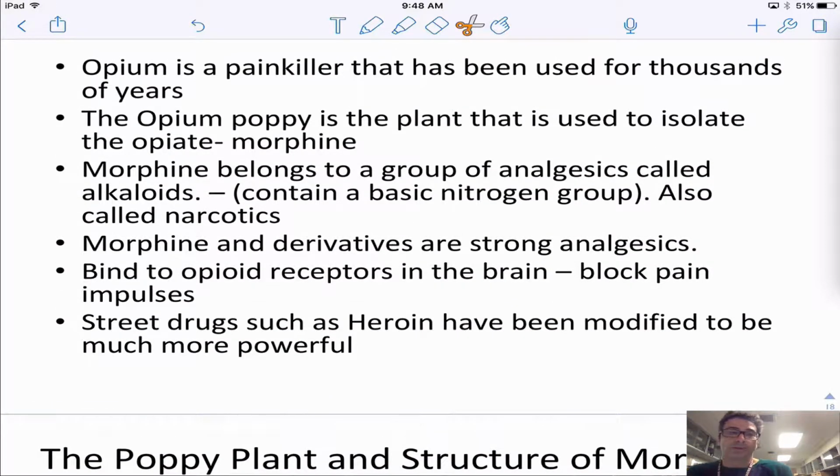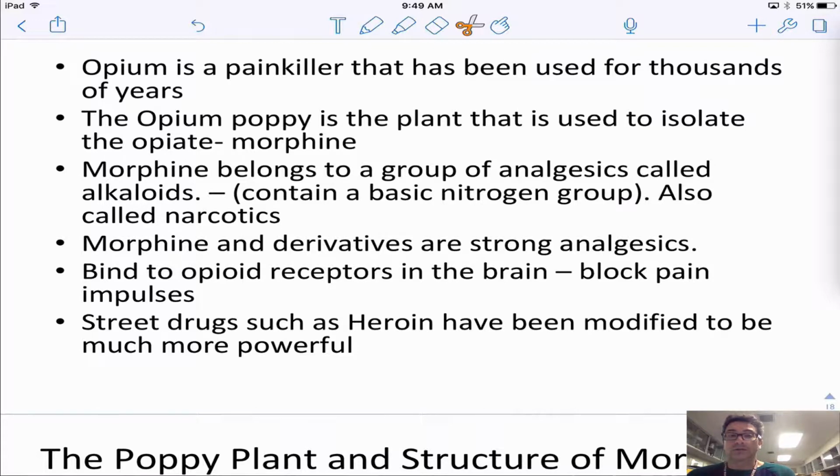come from opium, they're actually derived from a natural product. Again, you can see a lot of these drugs that we talk about come from plants, and opium is no exception. Opium comes from the opium poppy, and from this plant you can isolate morphine, and morphine belongs to a group of painkillers called alkaloids, and that's because they have a basic nitrogen group.